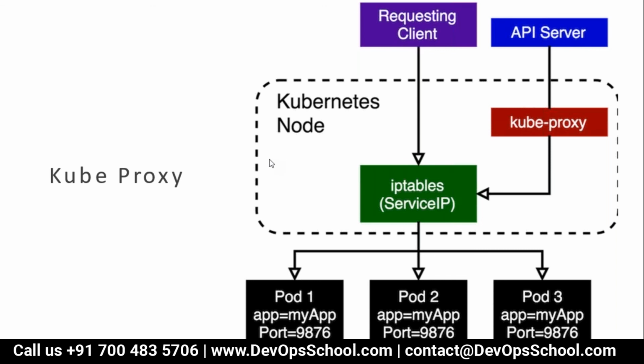And here pod 1 has an IP address, pod 2 has a certain IP address, pod 3 has a certain IP address. Where is that stored? In IP tables. So through these IP tables, kubeproxy knows where to transfer that communication. So this is how it works.